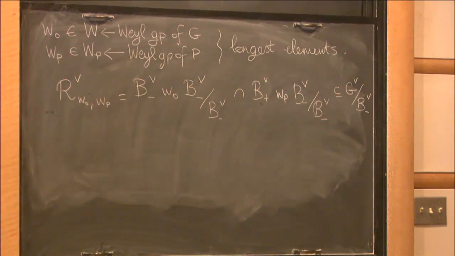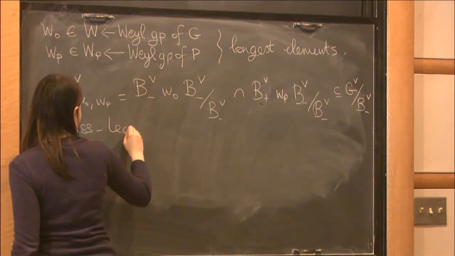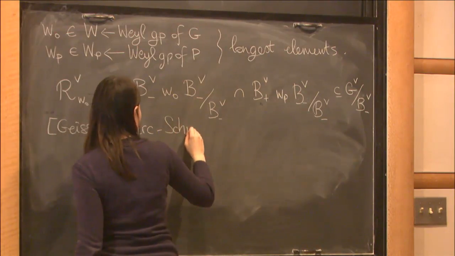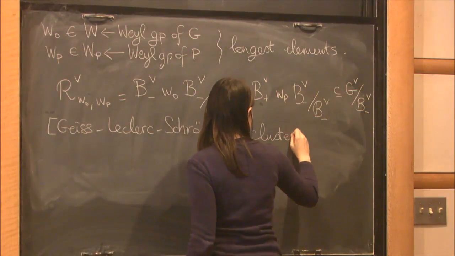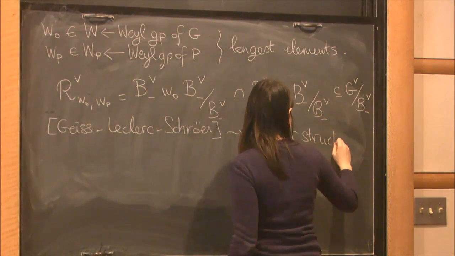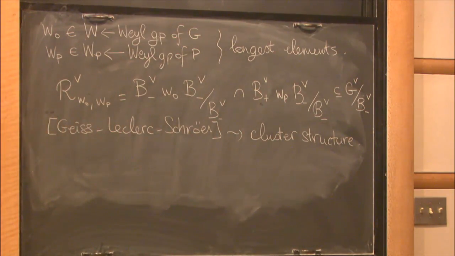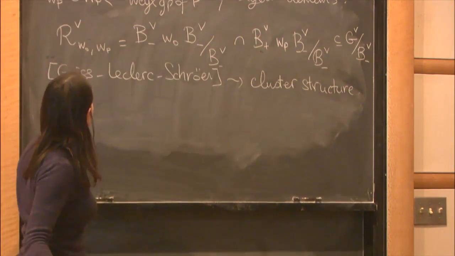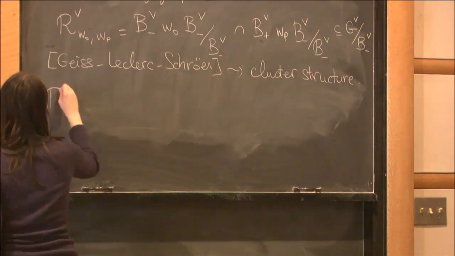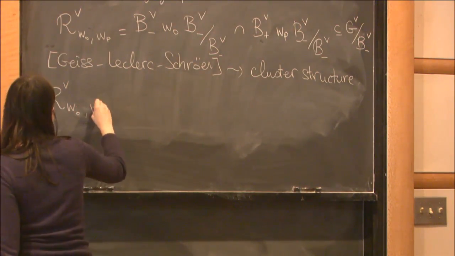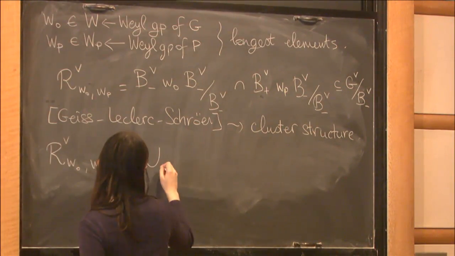So it's nice to see it like that, because then we have results from Geiss, Leclerc, and Schröer, which tell us that it has a cluster structure. So the coordinate ring is an upper cluster algebra. But if I want to express the superpotential that was introduced in the previous talk, I have to use the isomorphism that was mentioned there, which is that this is in fact isomorphic to the following.